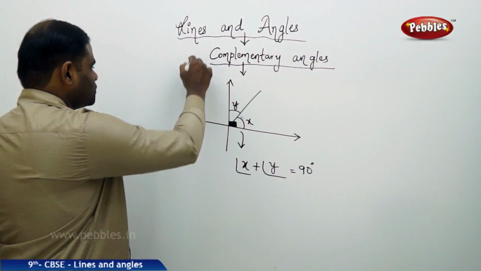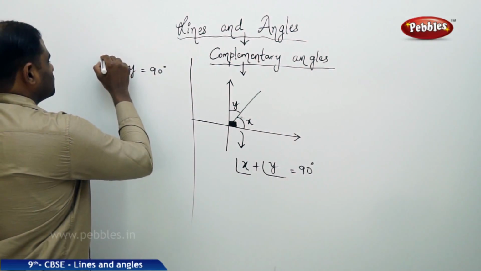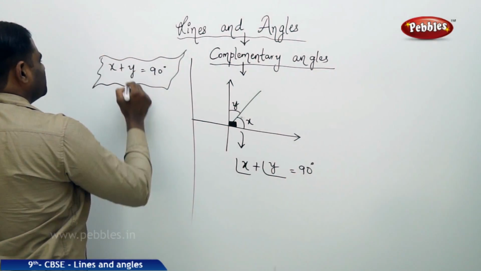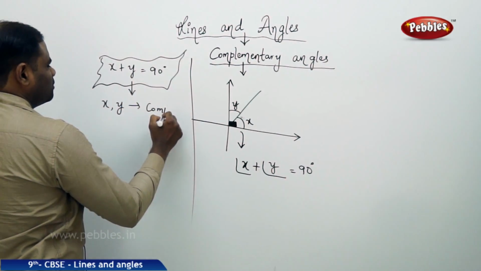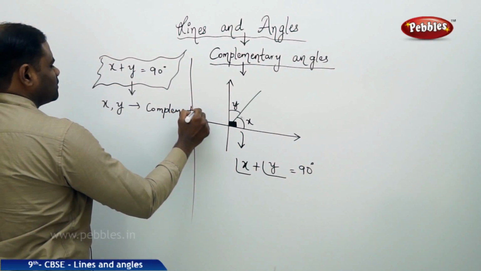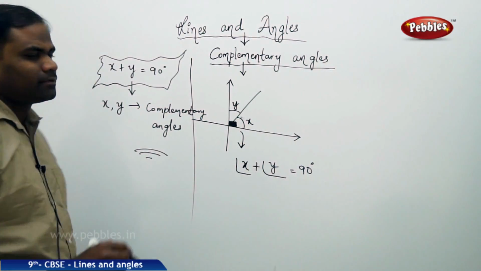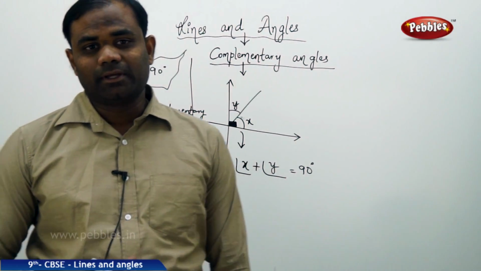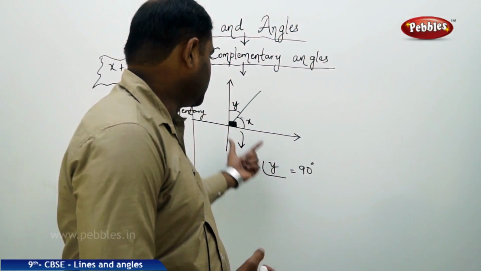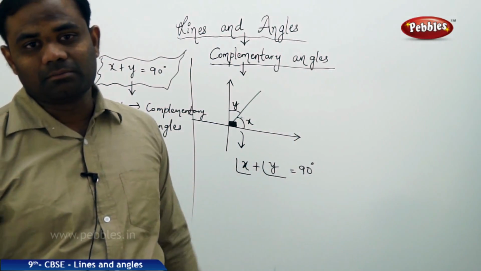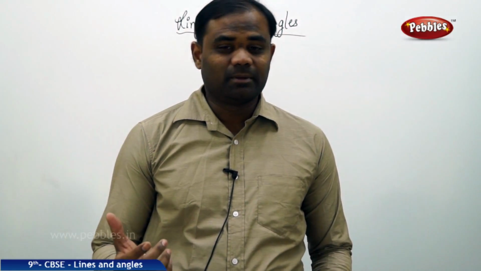And when the sum of two angles is 90, then we call x and y complementary angles. Two angles are said to be complementary if the sum of those two angles is equal to a right angle, which is 90 degrees, as can be seen with this example problem. Complementary angles. Now next is about supplementary angles.